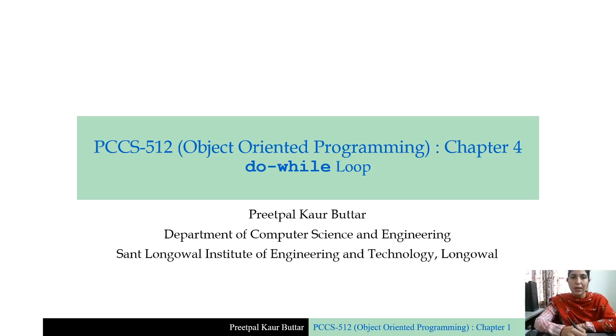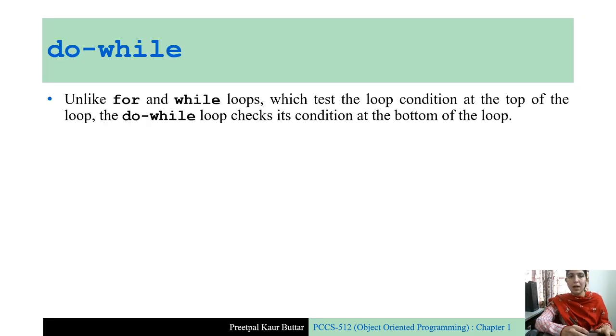So the last variant of loops is the do while loop. Unlike for and while loops, which test the loop condition at the top of the loop, the do while loop checks the condition at the bottom of the loop. So this is the difference between the do while loop and the for and while loops.